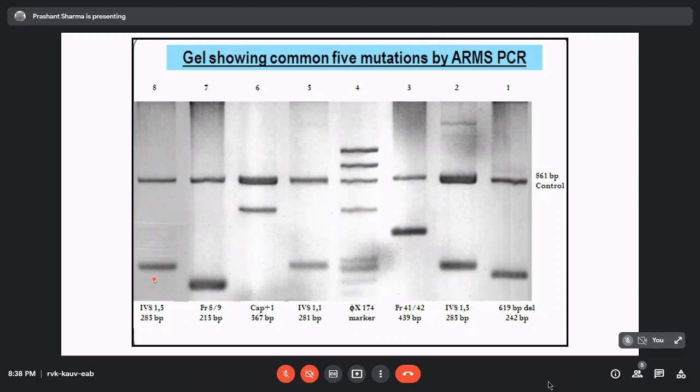They have to be done separately, but you can try multiplexing a few of them. So this is the IVS15. These are all mutant primers, not in pairs. Frameshift 8-9, a different size product. CAP+1, IVS11. This is the 5X marker, frameshift 4142, IVS15, and the 619 BPD deletion.